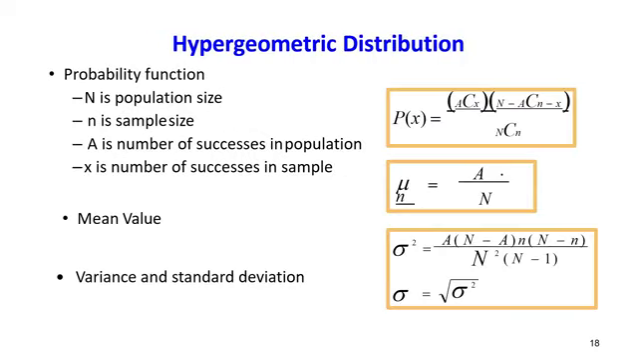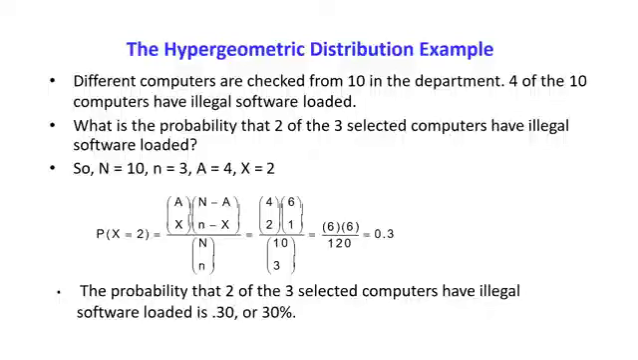Here, the formula would change when we talk about probability. Here, we require a population size and the number of successes in the population, the sample size, and the number of successes in the sample. For that, we have discussed this particular example where we have to find out the probability that 2 out of the 3 selected computers have some illegal software loaded.